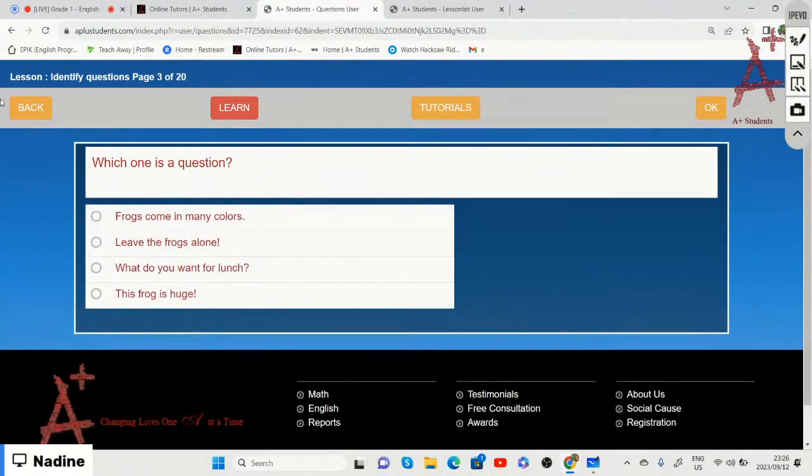Which one is a question? We need to look at the four options. Is it number one, "Frogs come in many colors?" "Leave the frogs alone." "What do you want for lunch?" Or is the third one, "The frog is huge?" So we need to choose one of the four options. Remember, a question is something that you are asking, and it ends with a question mark.